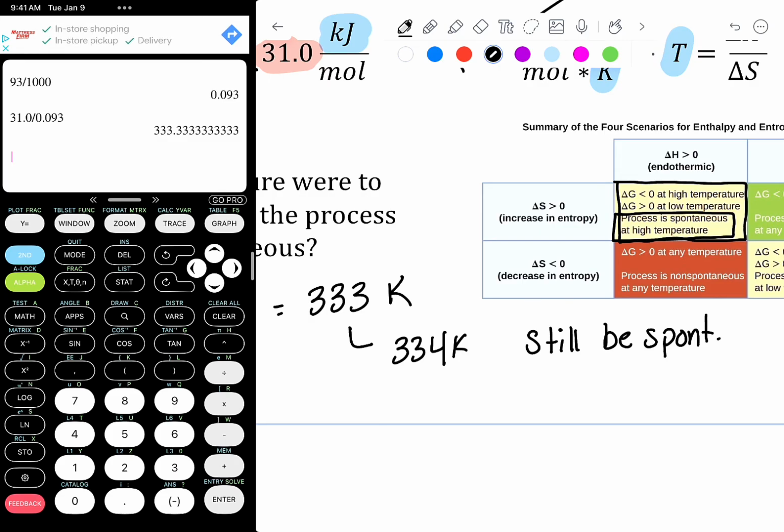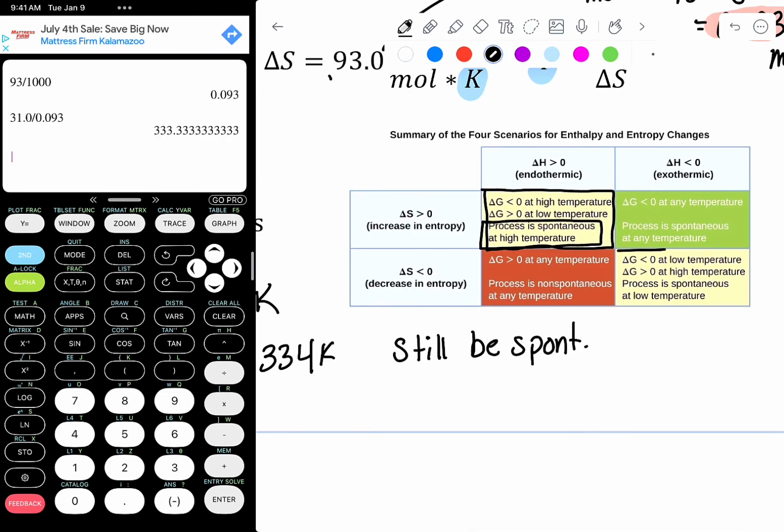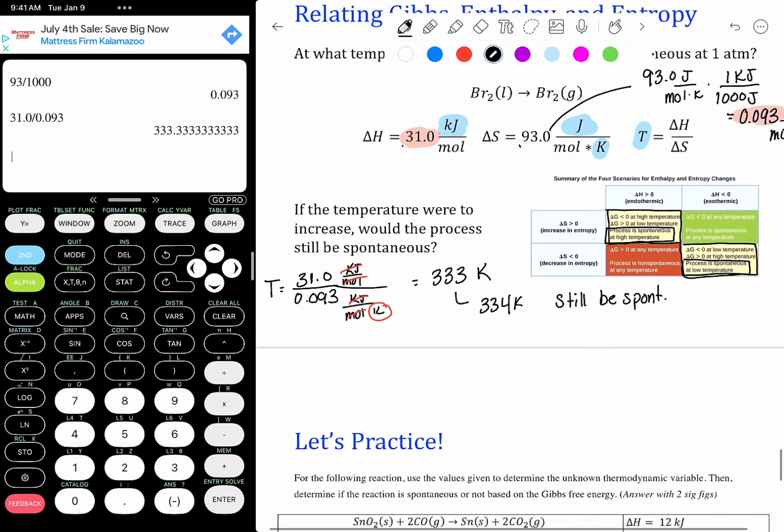If, in this example, we had a delta H and a delta S that were both negative and we were in this box instead, and the question still asked us if the temperature were to increase, would the process still be spontaneous? Since this process, when they're both negative, is spontaneous at low temperatures or lower temperatures, if I were to increase the temperature, then it would be non-spontaneous. So again, you have to think about the wording, not only of what's in the box, but how that relates to the question that's being asked as well.